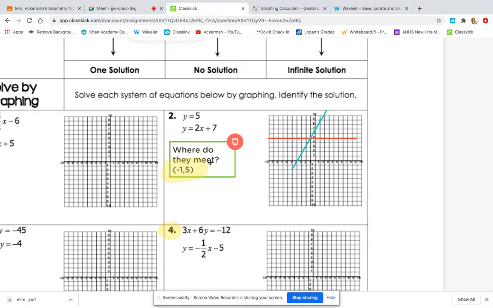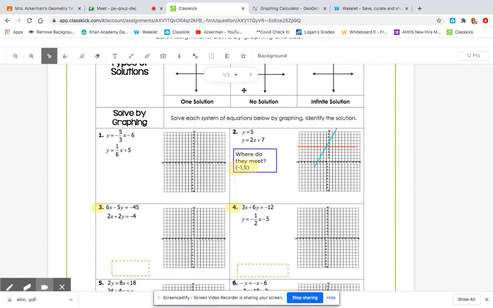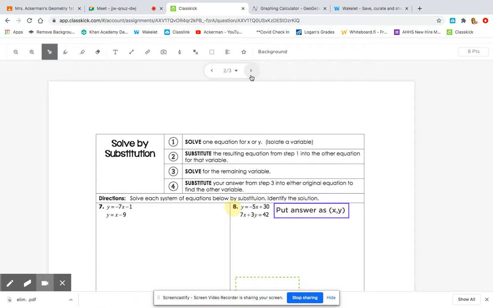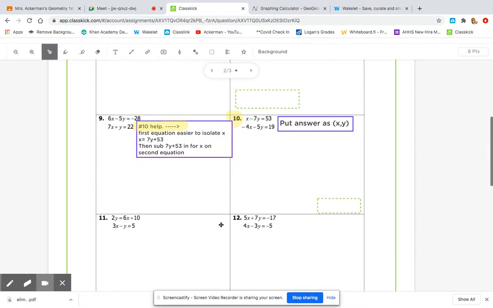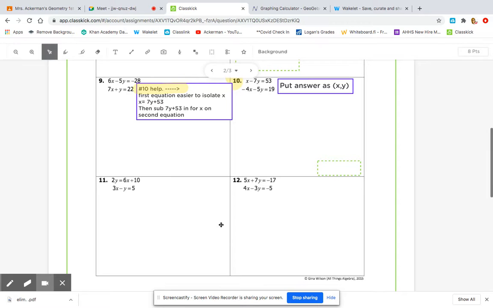So if I go to the class Kik, and I go to page 2, okay, page 2 has a couple hints on here for you guys to do a few of them. I'm going to do number 11 with you. So let's write it down. We have 2y equals 6x plus 10. And then the other one is 3x minus y equals 5.